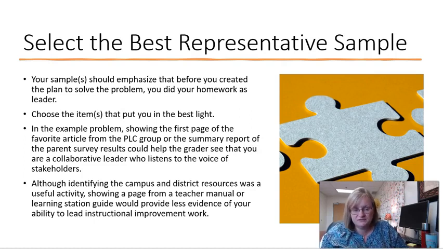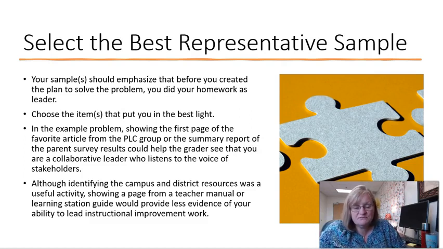So I would include it with other things if you're going to use a bibliography. You're going to choose the item or items that put you in the best light. In the example problem, the example that we made up, summarization skills, showing the first page of the favorite article from the PLC group or the summary report of the parent survey results can help the grader see that you're a collaborative leader who listens to the voices of stakeholders. You see how even when we're conducting or reading about research, we still talk about how we reached out to the lead teachers or other stakeholders and came to a consensus that this was the best body of research, or part of the body of research, to guide our plan.